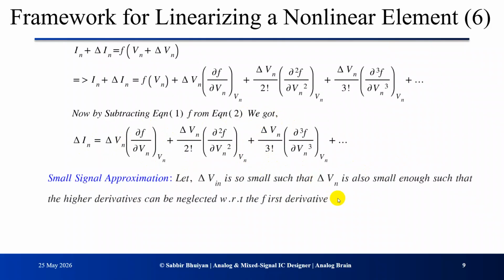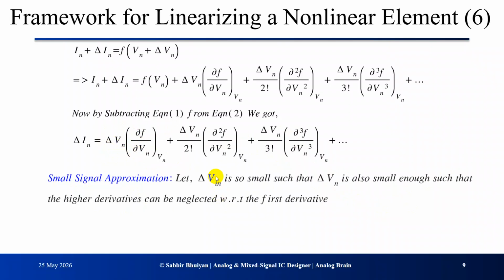Now comes the key engineering assumption. If the signal swing is sufficiently small, higher order terms become negligible compared to the first order term. And suddenly our nonlinear device behaves approximately linear. This is the part of the small signal model. So in small signal approximation, we can say let del Vin be so small such that del Vn is also small enough such that the higher derivatives can be neglected with respect to the first derivative. So these derivatives should be neglected with respect to this first derivative. Why? Because this del Vn is small. Why is this del Vn small? Because del Vin is also small.